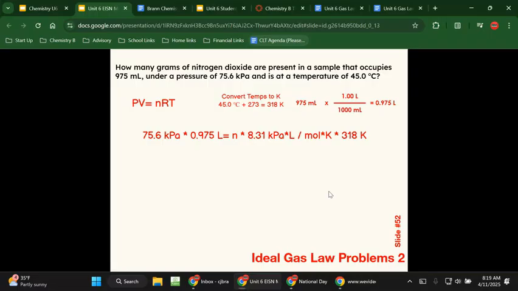Our temperature, 318. Now, again, we are going to solve this by getting n alone on one side. To do that, what do I do to this side of the equation?